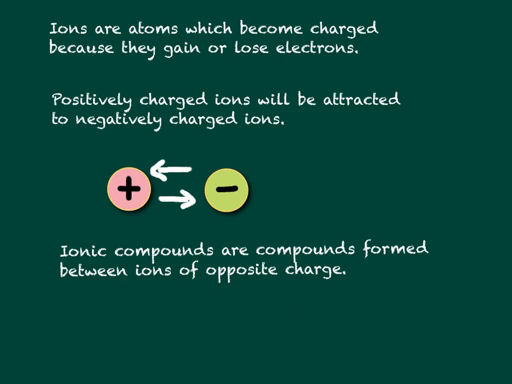And as we know, positive attracts negative, so positively charged ions will be attracted to negatively charged ions. So ionic compounds are compounds formed between ions of opposite charge. And the most familiar example of an ionic compound is salt. Salt is sodium chloride, written NaCl, and this is a compound made of positively charged sodium ions and negatively charged chloride ions.